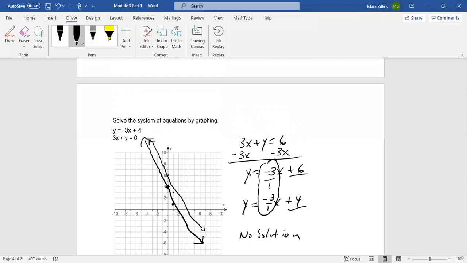So remember, there's 3 possibilities. One solution, which we had in the first 2 examples. No solution, which we have here. If we have an infinite number of solutions, that means when we put the 2 equations in slope-intercept form, they'll be identical. So you'd have identical lines. So it'd be one line on top of the other, which would indicate that they have an infinite number of points in common.